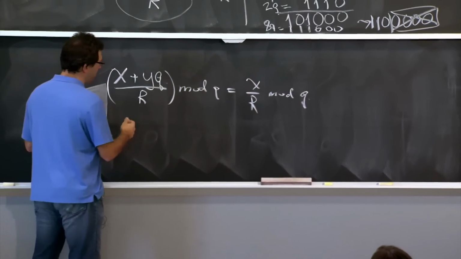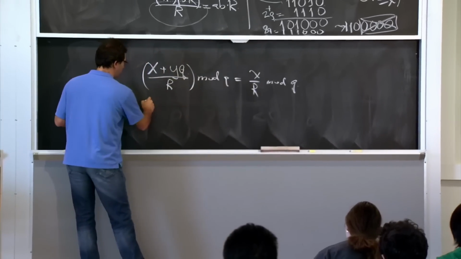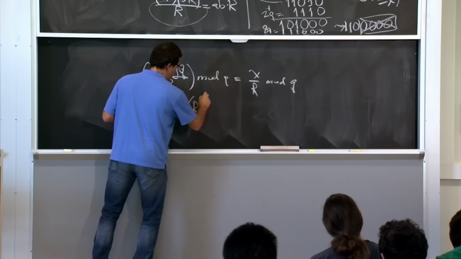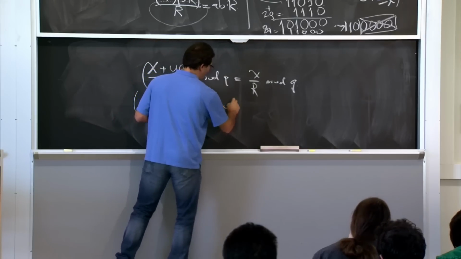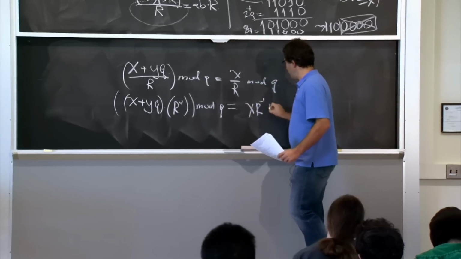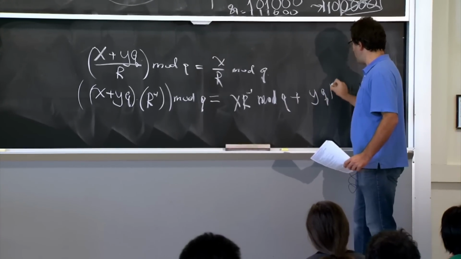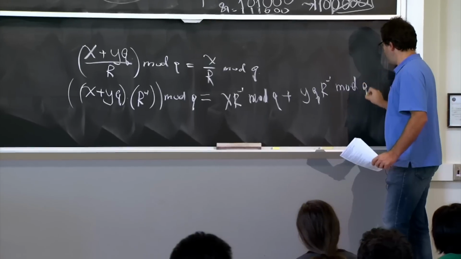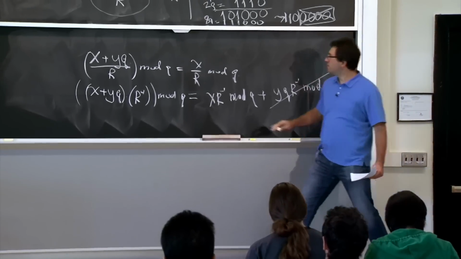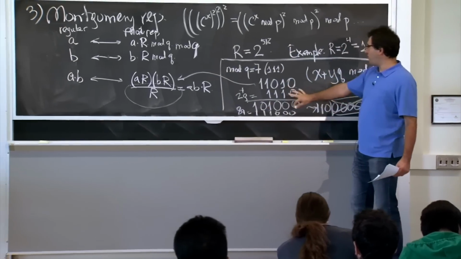The way to think of it is that there's no real division in modular arithmetic. It's just an inverse. So what this really says is this is actually x plus yq times some number called r inverse. And then you compute this whole thing mod q. And then you could think of this as x times r inverse mod q plus yq r inverse mod q. And this thing cancels out because it's something times q. Make sense?